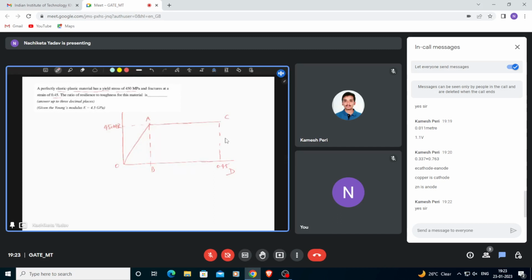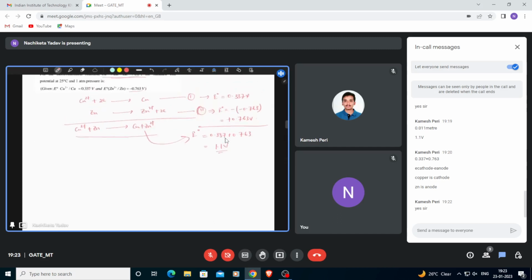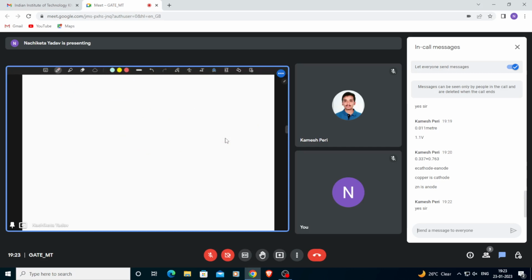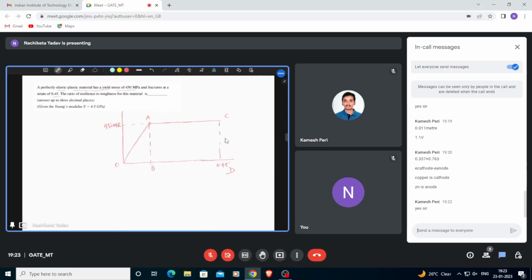Ramesh, if you try in this way, you can solve any problem. Don't just simply add; if you write the half reaction for this equation, you can solve any problem. There will not be an issue. So here you tell me what is the resilience. Area, you can tell area also.